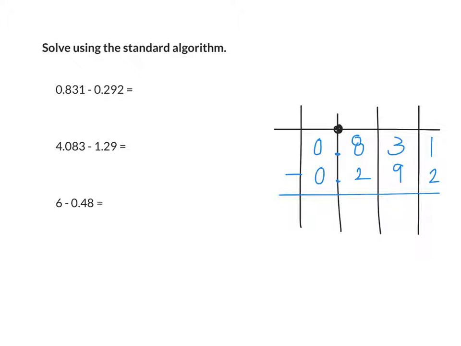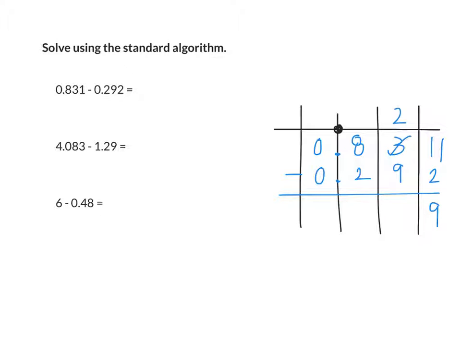Could I regroup one of these hundredths? If I take away one of those hundredths, because I want to regroup it, that 1 hundredth becomes how many thousandths? 10. And if I add that to however many I already had, how many do I have altogether? 11. Now I can do 11 thousandths, and I could take away 2 thousandths. How many thousandths would I have left? 9. Very good. Okay, now let's move on to the hundredths.